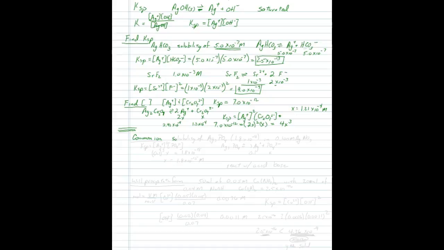What is the solubility of silver phosphate, which has a KSP value of 1.8 times 10 to the negative 18, in 0.100 molar silver nitrate solution? Now the common ion is silver.